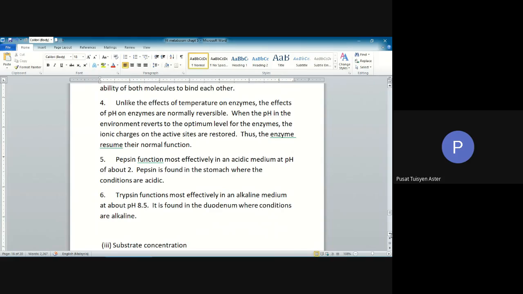So if it's an acidic condition, the pH is not sesuai for the enzyme, you change the condition. Okay, you change the condition to an alkaline region and it's sesuai for the pH, it still can be used. Thus the enzyme resume their normal function.